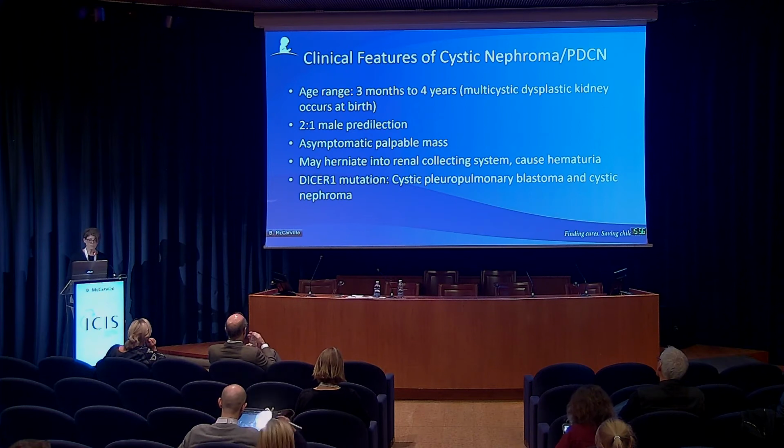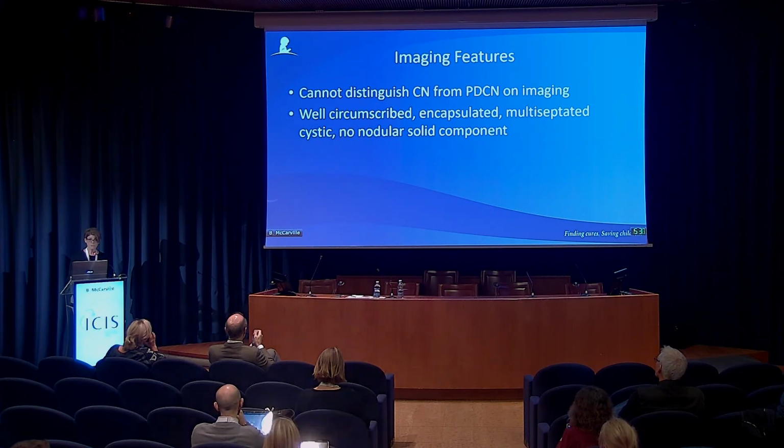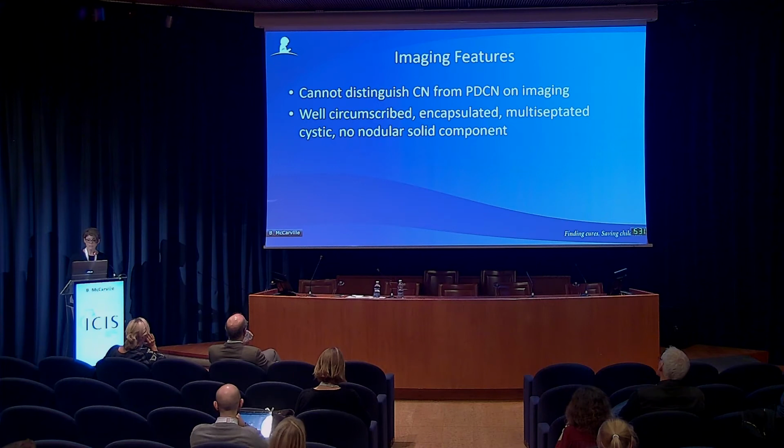And importantly, it's important to remember their association with DICER1 mutation and their association with cystic pleuropulmonary blastoma, like we've already heard from Dr. Voss. On imaging, we cannot distinguish between a cystic nephroma and a partially differentiated cystic nephroma. They look identical. The difference between these is what their septa are composed of. They both appear as well circumscribed encapsulated multicystic masses with no nodular or solid component.